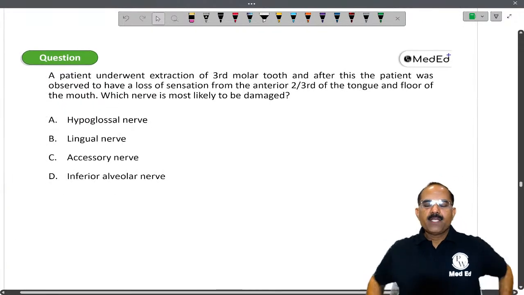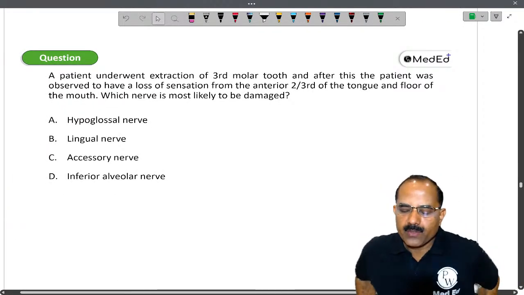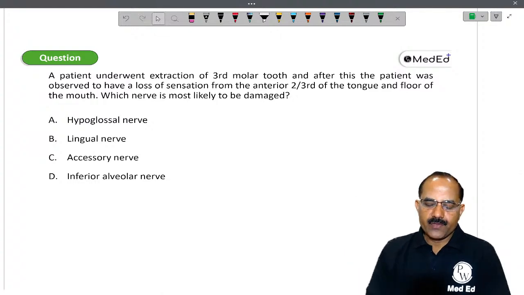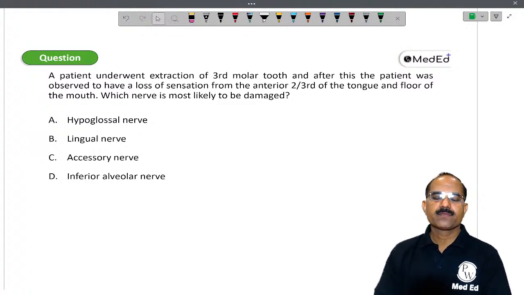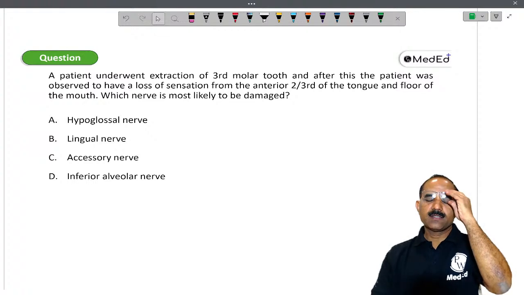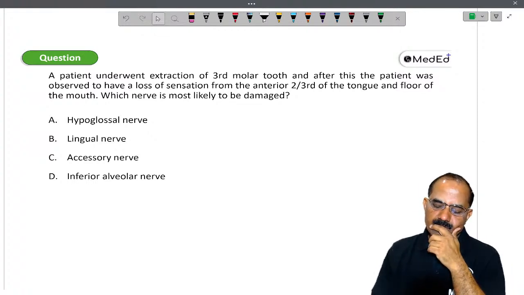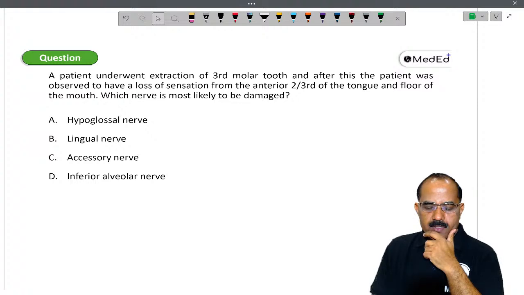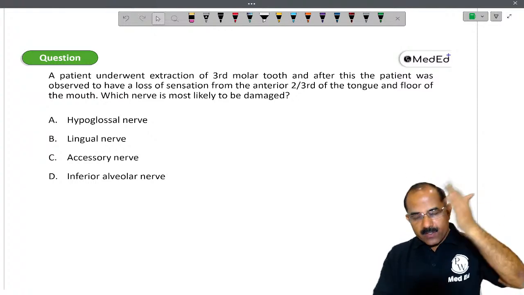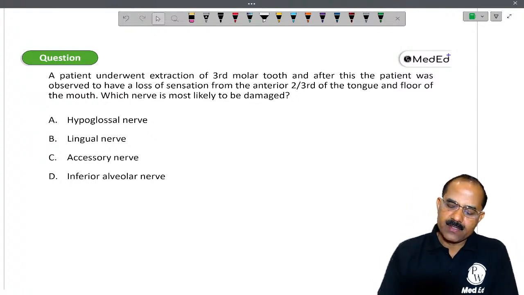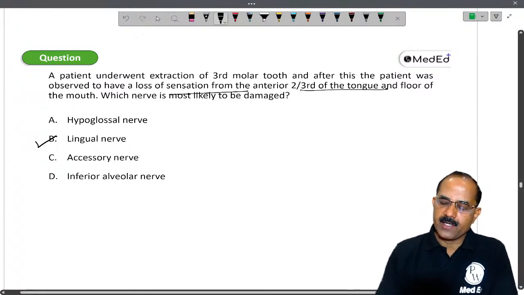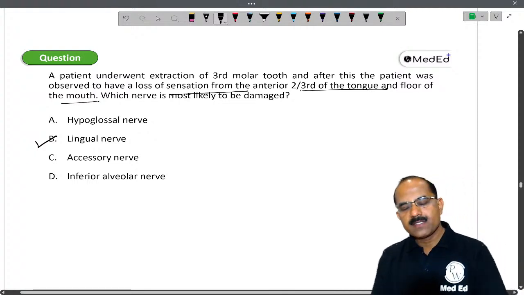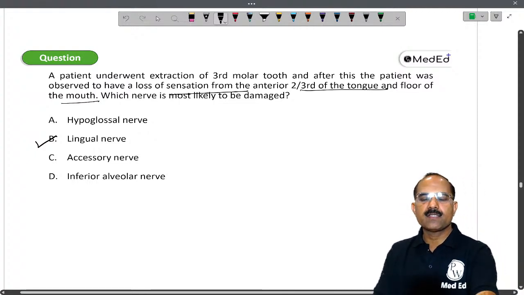Answer this. A patient underwent extraction of third molar tooth, and after this the patient was observed to have a loss of sensations from the anterior 2/3 of the tongue and the floor of the mouth. Which nerve is most likely to be damaged? Yes, answer this. Loss of sensations from the anterior 2/3 of the tongue. So which is the nerve which supplies the anterior 2/3 of the tongue? It is the lingual nerve. Right? So answer is lingual nerve. Clear to all of you? Answer is lingual for this.